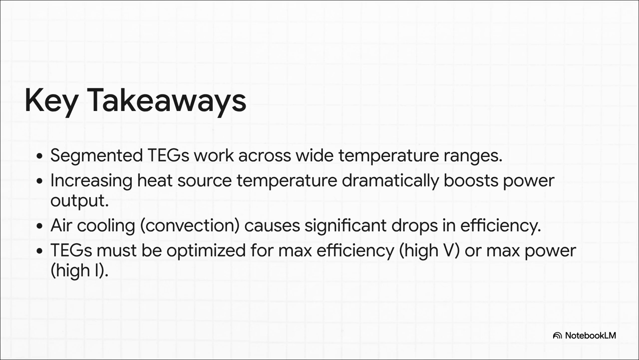Well, this simulation basically gives us a clear playbook. 1. Segmented designs are the way to go for wide temperature ranges. 2. More heat equals way more power. It's not linear. 3. Don't you dare forget about real-world factors like air cooling, because it will absolutely cost you efficiency. And 4. You have to decide what you want more: high voltage from max efficiency or high current from max power.